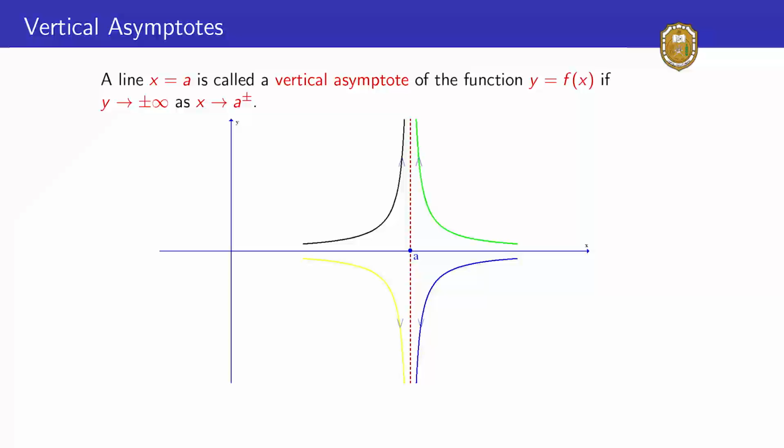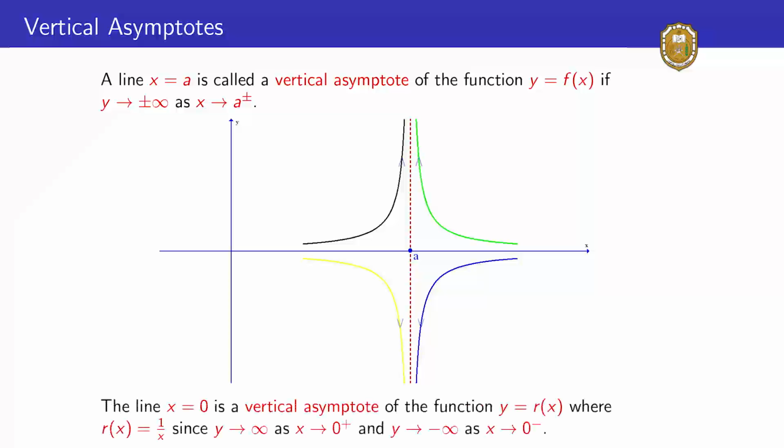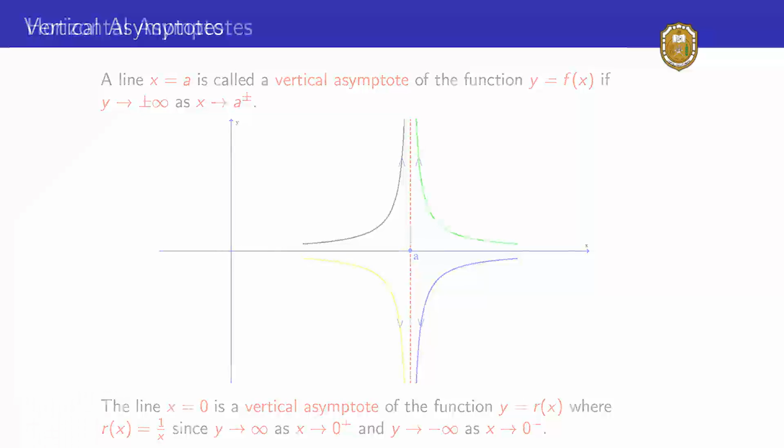If we consider the rational function y = 1/x, then y goes to plus infinity as x goes to 0 from the right, and y goes to minus infinity as x goes to 0 from the left. So the line x = 0 is a vertical asymptote of the function R(x) = 1/x.